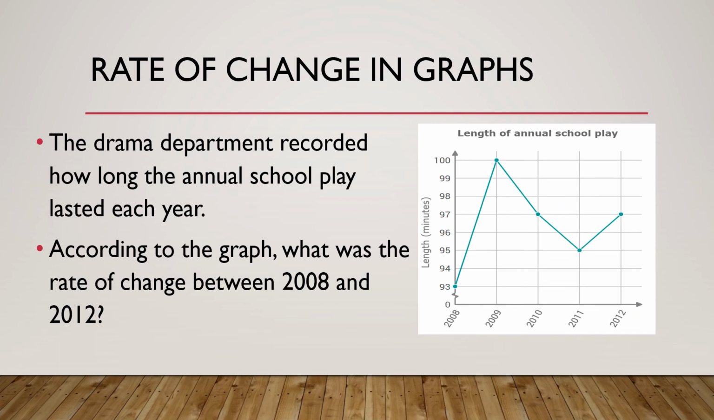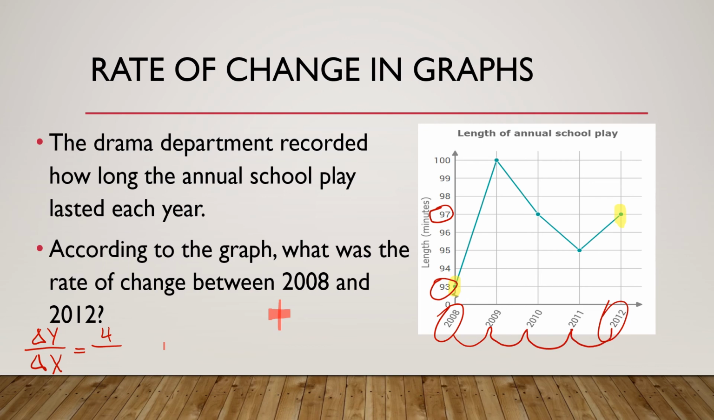Pause your video and try this one on your own. The drama department recorded how long the annual school play lasted each year. According to the graph, what was the rate of change between 2008 and 2012? So 2008 and 2012. We can see that that has increased, so that means our answer will be a positive rate of change. So we need to do our change in Y over our change in X. So our Y value went from 93 up to 97, which is a change of 4. And from 2008 to 2012, that is 1, 2, 3, 4. And 4 divided by 4 is 1. So that is positive 1.